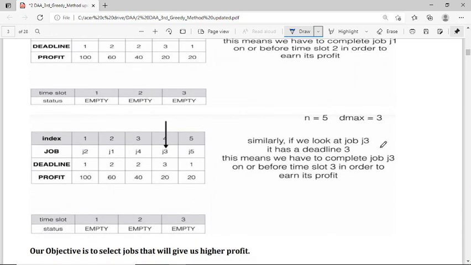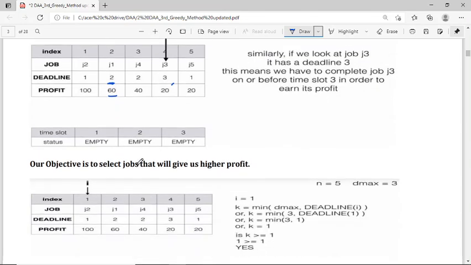Next, similarly if we look at job 3, it has a deadline 3. This means we have to complete job 3 on or before time slot 3 in order to earn the profit. Why did we leave this job 4? Because it has a maximum profit, it is coming first when slot 2 is filled, so no need to go with the same deadline job.